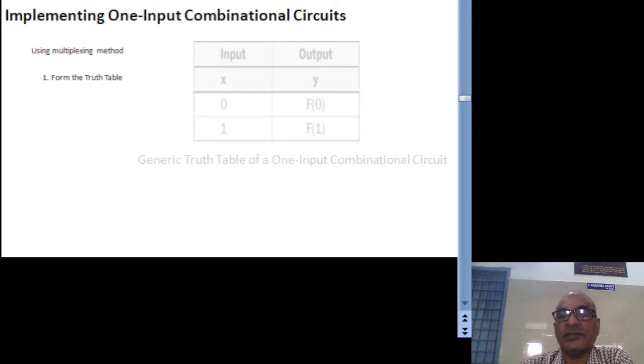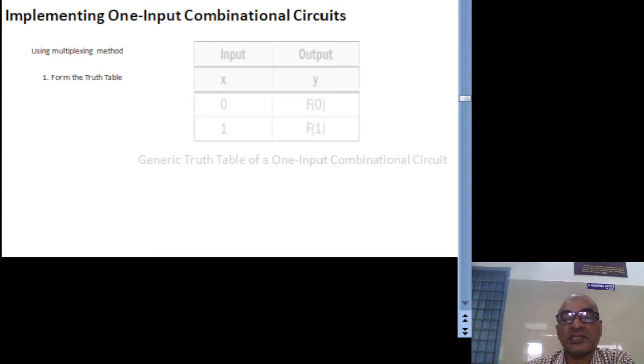Now let us see the implementation of combinational circuits. The implementation of combinational circuits on CLBs mainly. CLB means, as I said, using lookup tables. The realization is using lookup tables, and I also said that the lookup table includes a RAM unit and also a multiplexer unit. Okay, so let us see the implementation first of all with a one input combinational circuit.